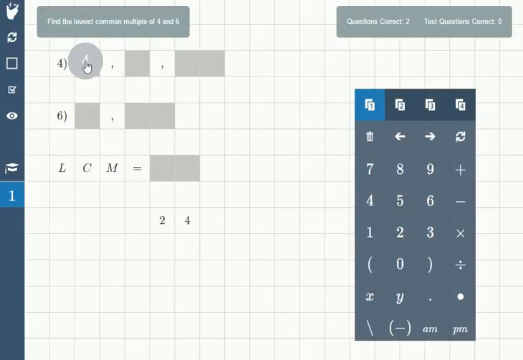So the first three multiples of 4 are 4, 8, and then 12. And the first two multiples of 6 are 6 and 12. So therefore the lowest common multiple of 6 and 4 is not 24, it is in fact 12. So that's why it's important to list the multiples of each number every time you do this type of question.